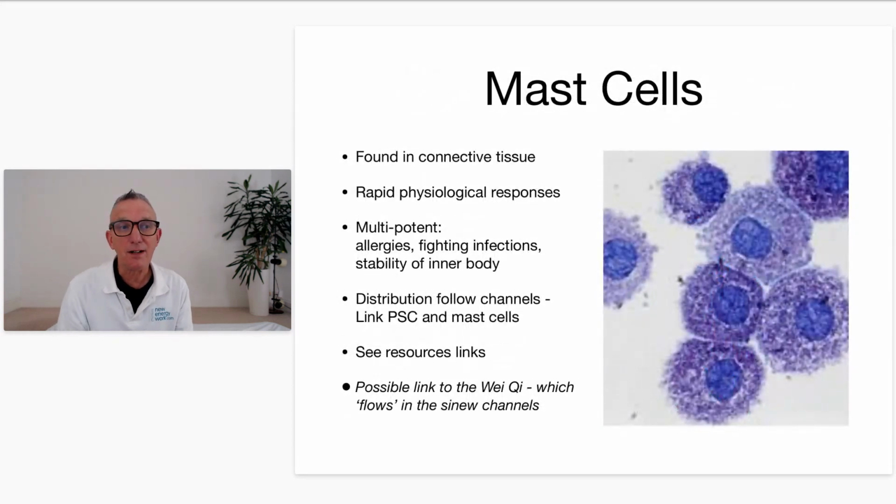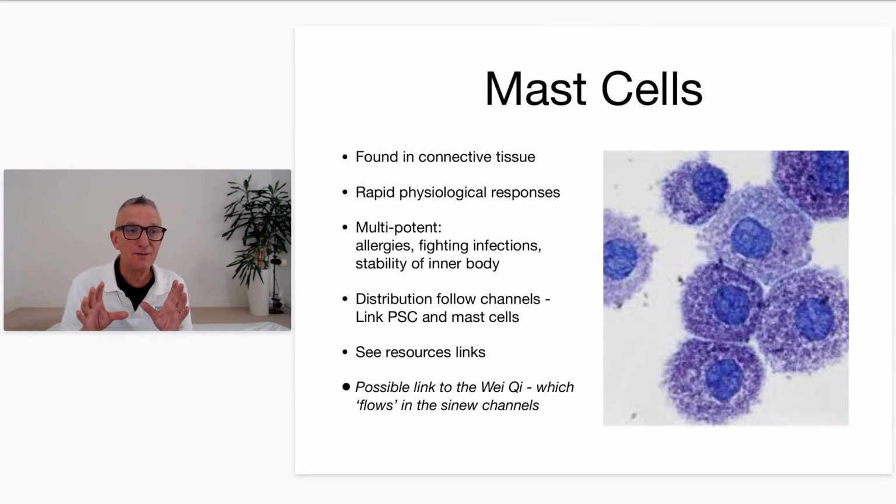Okay, anyone heard of mast cells? Well, I hadn't until I did some of this research, but I found it very interesting, because they're found in the connective tissue. They're very important cells because they're extremely potent. They fight infections, they stabilize the inner body, and they help you with allergies. The interesting thing is that the distribution of mast cells follows the acupuncture channels. I don't know how they found that out, but that's what I found in some of the research. If you look at the resources, you can see the original papers I got this from.